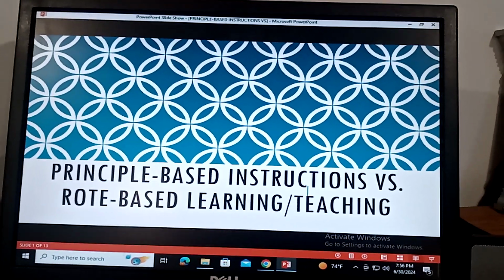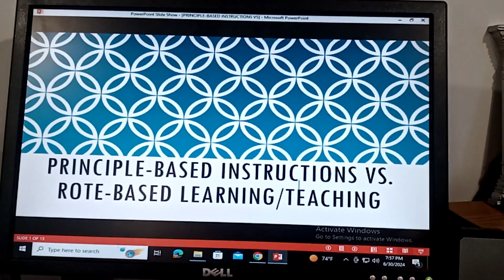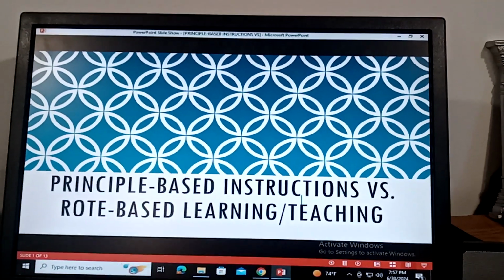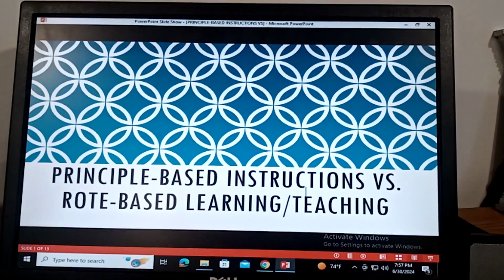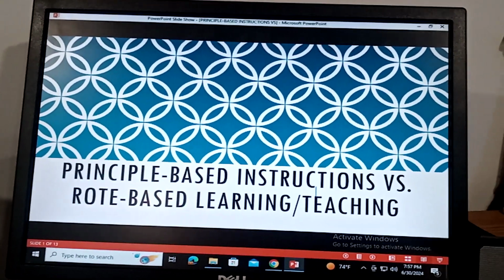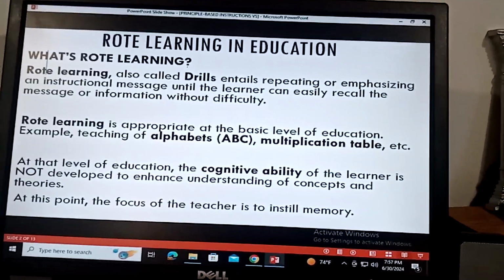All right, today we are going to look at principle-based instructions versus rote learning. Principle-based instructions versus rote-based learning. What are the two differences? Let's take a definition over here.